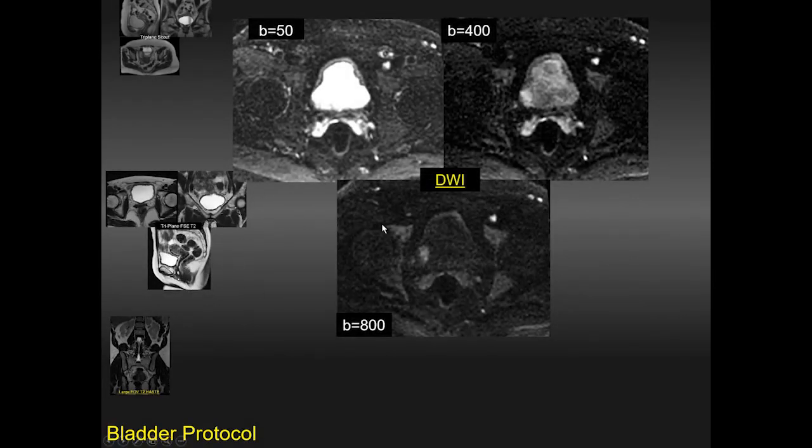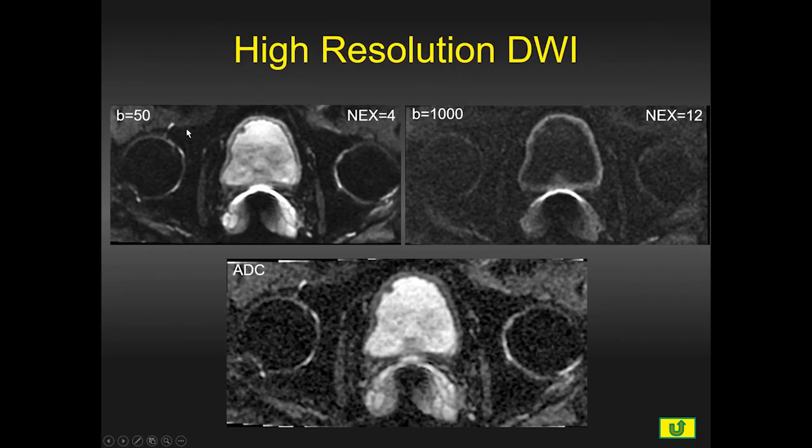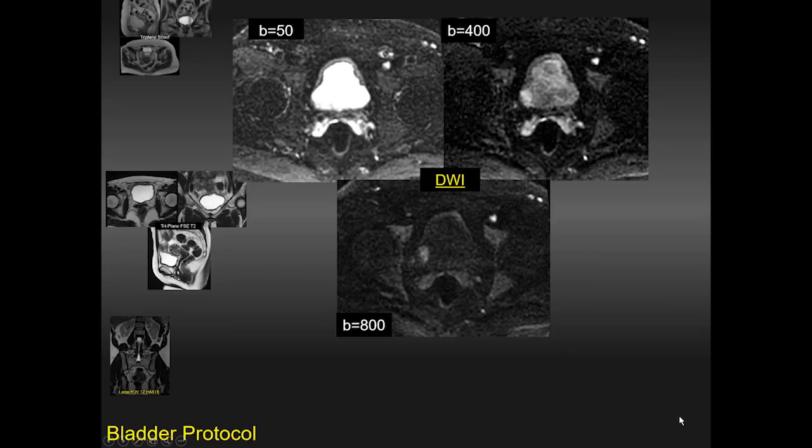After we do the triplane T2, we acquire DWI, and the diffusions are acquired with a low B value, an intermediate B value, and a high B value of 800. It's important to pay attention to image quality, and one way of ensuring that you have good quality images is to vary the NEX, or number of excitations, especially for the high B value, where because of relative lack of signal, you want the NEX to be high so that you can nicely see the outline of the bladder wall. And then from those low and high B values, you get an ADC map that is generated.